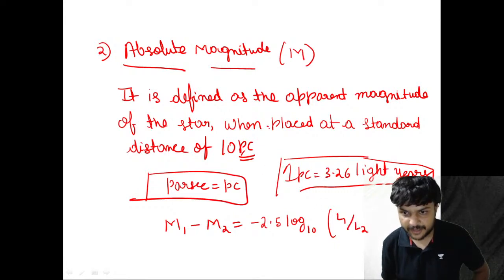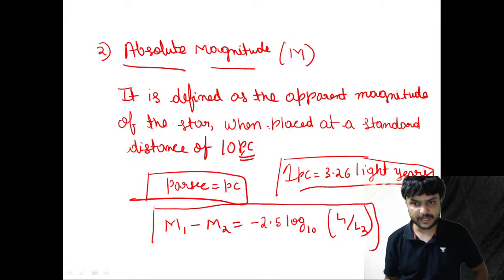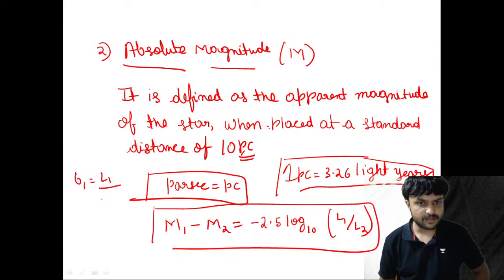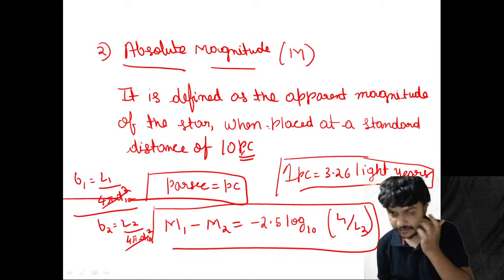L1 by L2. Why did B1 by B2 become L1 by L2? B1, we know, is L1 by 4 pi d squared, where the distance is 10 parsecs. Divided by B2, which is L2 by 4 pi d squared. So this is basically the same, and L1 by L2 is used here.